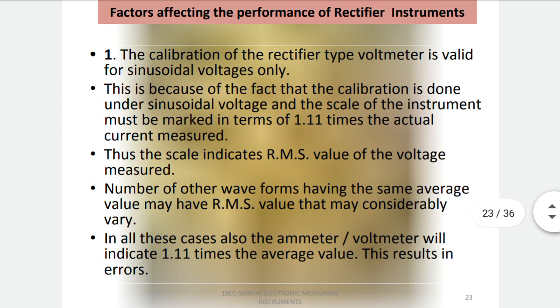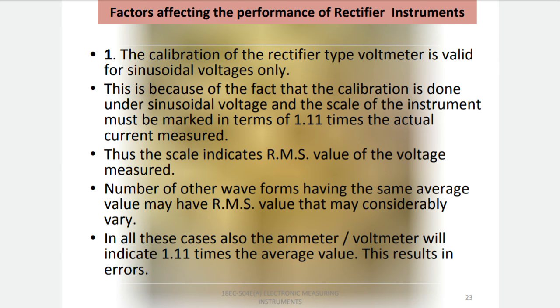The calibration of the rectifier type voltmeter is valid for sinusoidal voltages only. This is because the calibration is done under sinusoidal voltage, and the scale of the instrument must be marked in terms of 1.11 times the actual current measured. Thus the scale indicates the RMS value of the voltage measured. Other waveforms having the same average value may have RMS values that vary considerably.